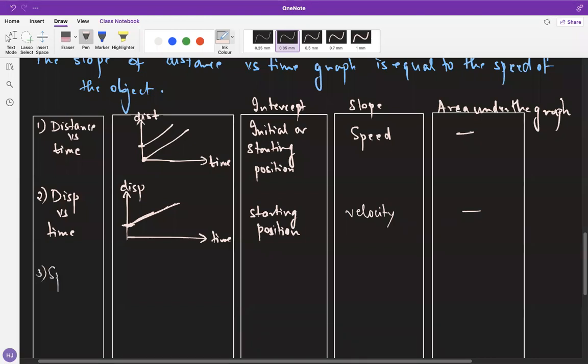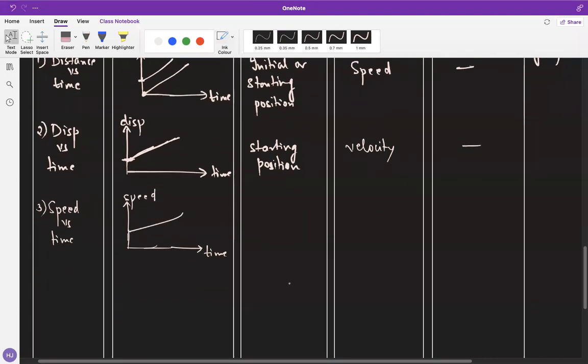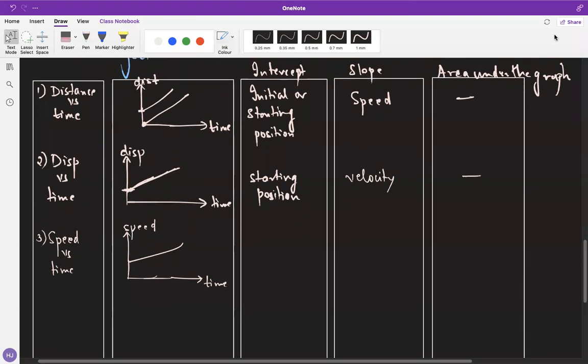So Arnav, now I'm going to be considering the speed versus time graph here. And I want you to answer what will the intercept give us information about if the y-axis is speed. The graph is somewhat like this. Yes, the starting speed. Initial speed. And what about the slope? Acceleration. Okay. Initial speed, acceleration, and area under the graph? Nothing.